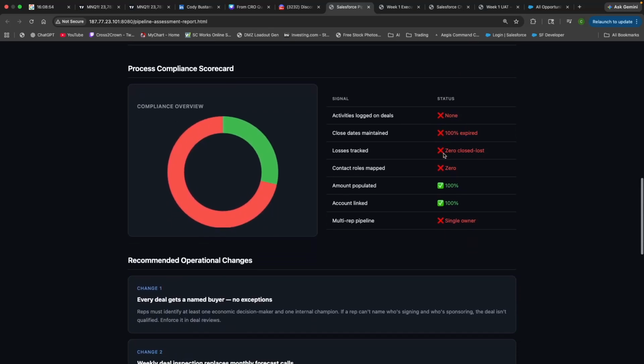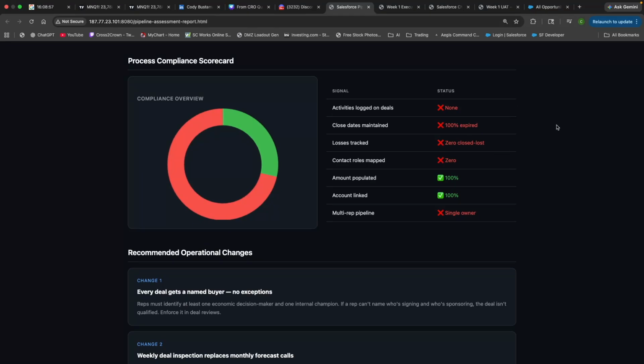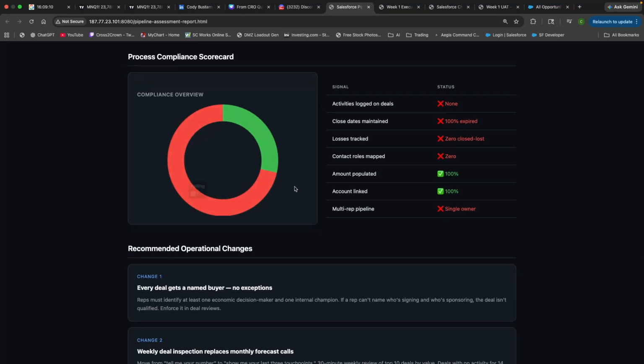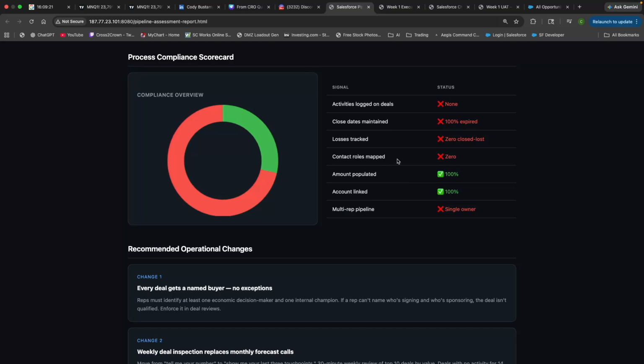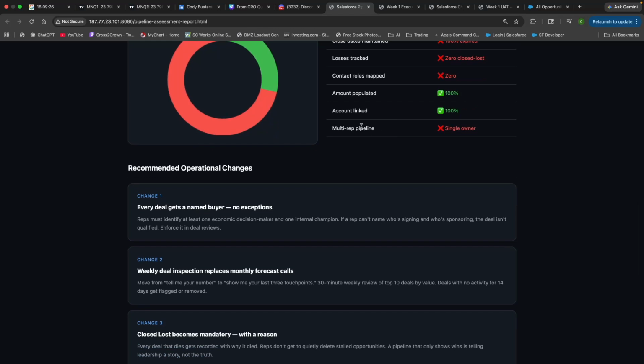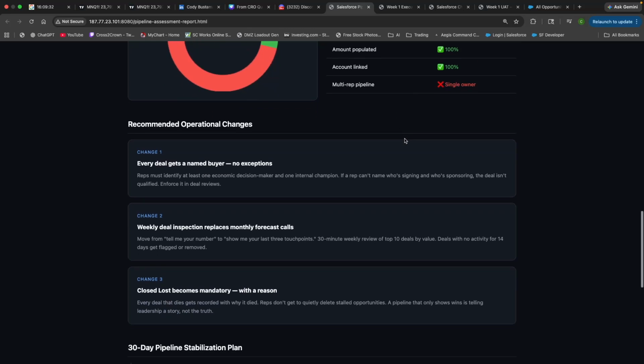This started to take a look even deeper into basically what's compliance, right? So this is sort of like process and procedure that is like sales operations process and procedure, right? So we can see that there's zero activity logs logged on our opportunities, on any opportunity. That's a huge concern, right? Again, the close dates aren't being maintained. The losses aren't being tracked. There's no contact role. So we don't know who's involved on the buyer side in this deal. We could also see there's only a single rep that's managing or that's owning the pipeline. So that's identified as a risk as well.